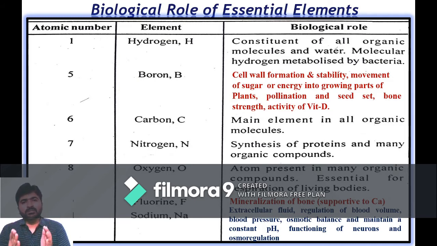Again, it helps in the balance of the osmotic pressure, that is, the balance of the pressure present inside the cell and the pressure present outside the cell. This pressure is balanced by the sodium, which is called osmotic balance. It is also used to maintain the constant pH in the body. Basically, in the blood the pH is maintained constant due to the sodium. It also helps in the functioning of the neurons and osmoregulation. There are many other functions also, but these are some highlighted functions.